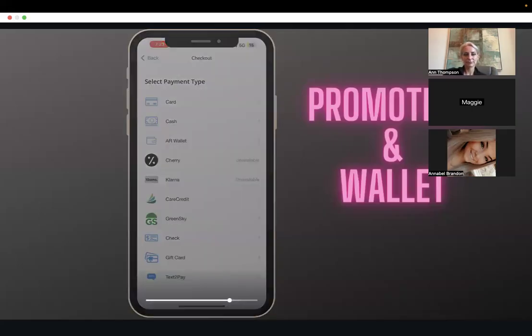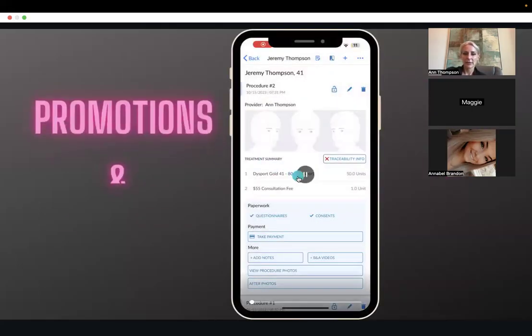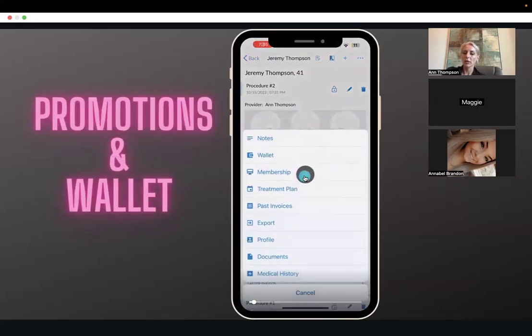Super simple. All right. And then the next thing is going to go over wallet. What this is for is if a patient has Alley points. So you're going to look at the patient and you can go to the .com of Alley, or you can look on their app and you can see that they have points.